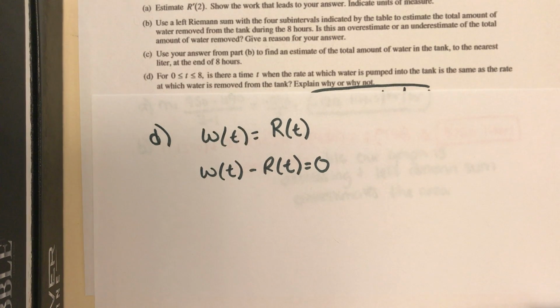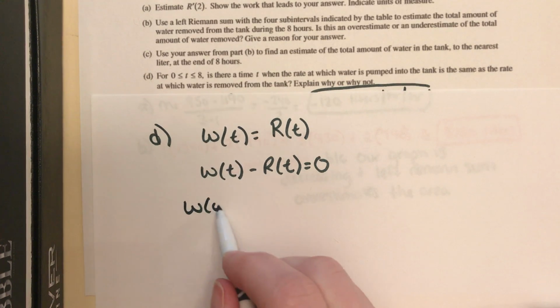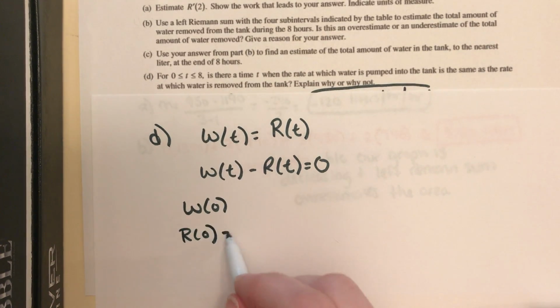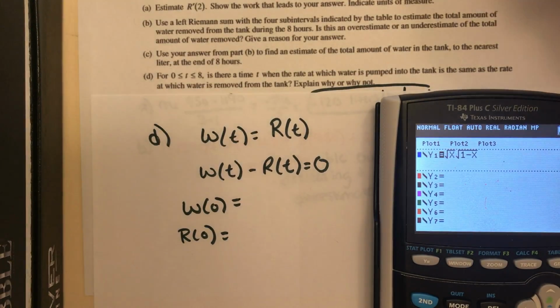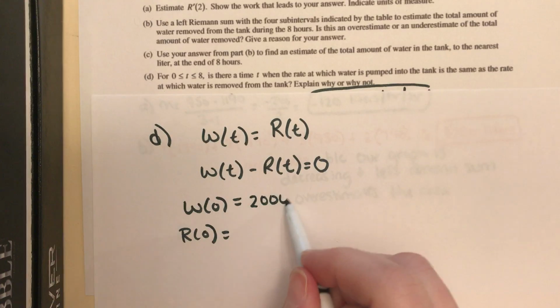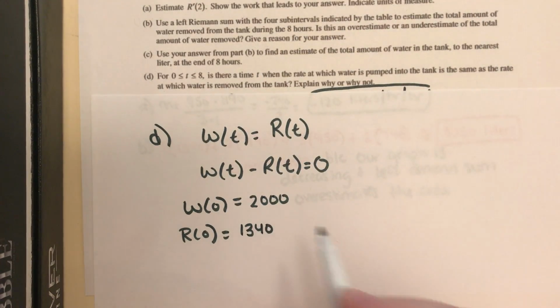So I'm going to find W of 0 and R of 0. And you'll see why in a minute. W of 0, if I plug into my formula here, I get e to the 0, which is 1, so 2000 is W of 0. R of 0 on my chart is 1340.